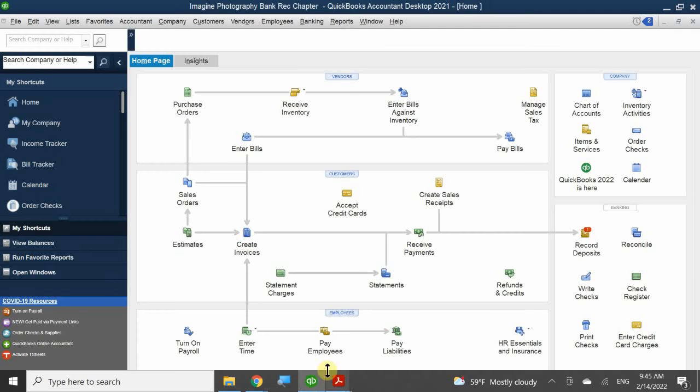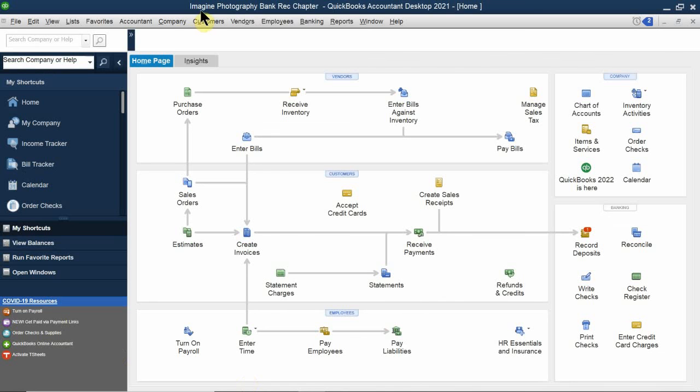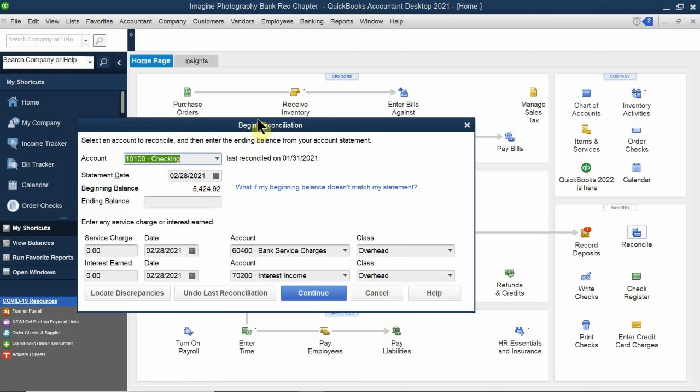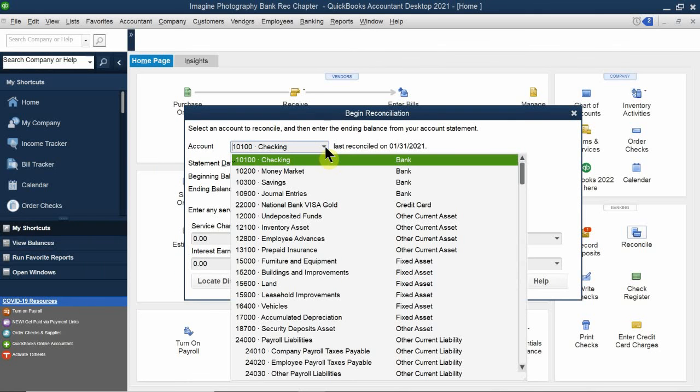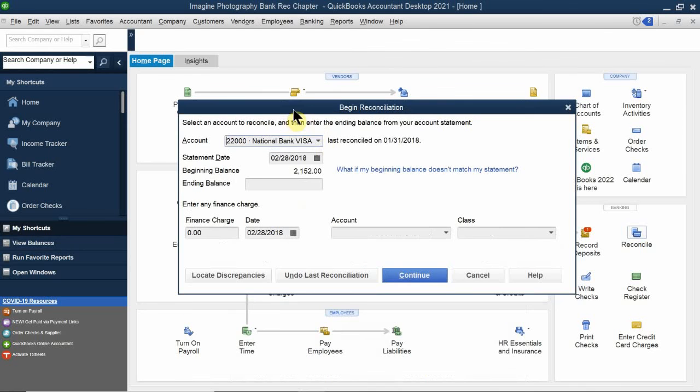Now how do I reconcile my credit card? Well, it's the same way that you reconcile any bank account or any account, right? Whether it's a bank account, a credit card, whatever, it's the same exact way. You can either choose to reconcile here, and the only difference is you just have to change what account you are reconciling. So in this case, I want to do my National Bank Visa credit card, okay?